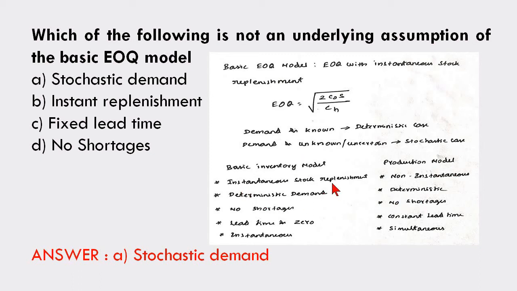Instantaneous stock replenishment here, non-instantaneous here. Both models are deterministic demand only, not probabilistic demand. So both are deterministic demand, that is the demand is clearly known. No shortage here, and here also no shortage. Lead time is 0 because of instantaneous replenishment here. Here there is constant lead time because of simultaneous replenishment. So the stock replenishment is instantaneous here, simultaneous here, right? So the underlying assumption, based on the basic EOQ model, is a deterministic demand rate. It is not a stochastic demand.